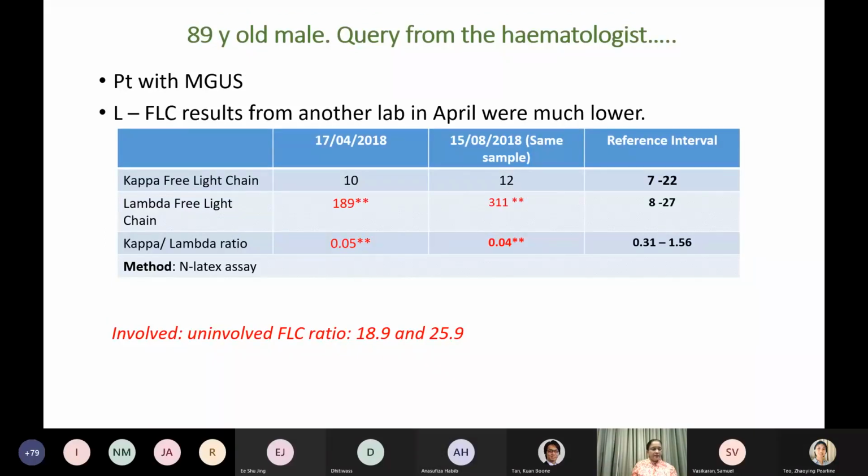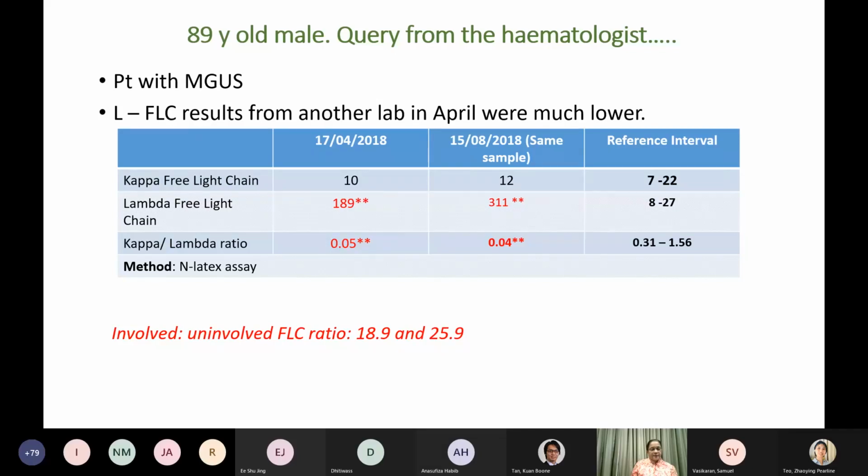A few days later, we had a phone call from this hematologist querying our results. Apparently, they had another set of results from another lab in April, roughly 2 weeks after the first set of results. And these are the results from the second lab. The second lab used a latex assay, and the lambda free light chain concentration was 189 with them, with a ratio of 0.05.